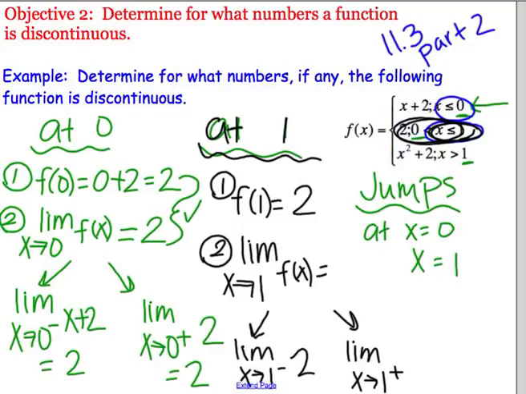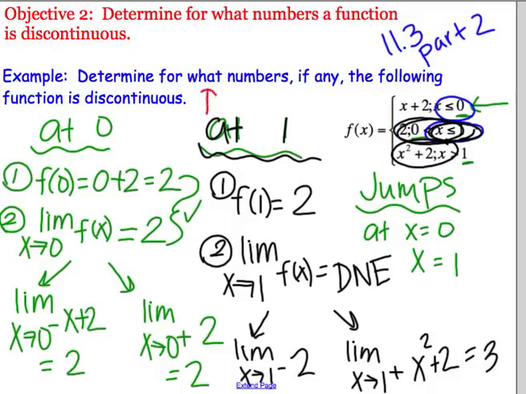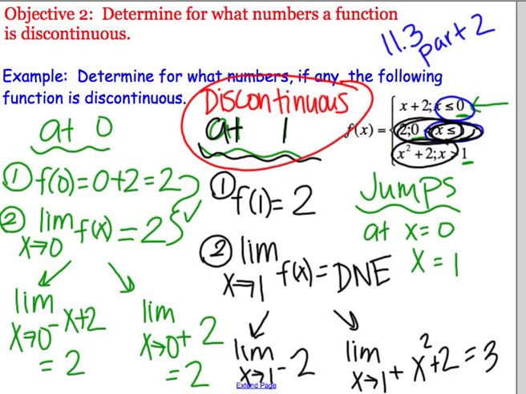When I'm looking at the numbers bigger than 1, or just past 1, I'm going to jump down here to the x squared plus 2 function. Now, the limit of that, when I put the 1 in there, is 3. Since these are not the same, this limit does not exist. And since the limit does not exist, it looks like this graph is going to be discontinuous at 1.